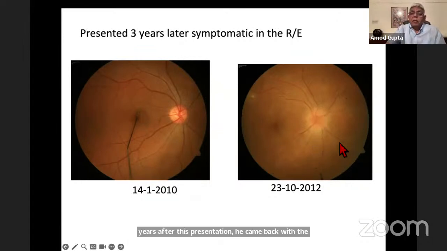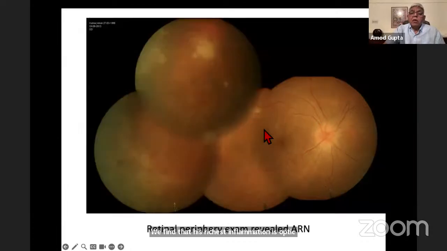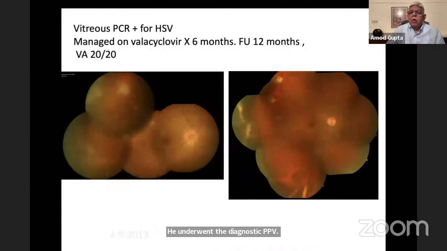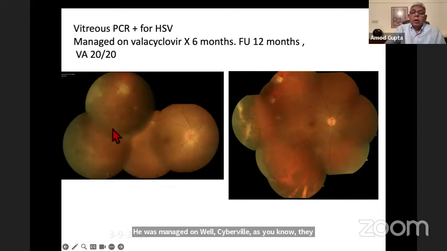At this point we found that he had vitreous inflammation, optic disc edema, and perivascular cuffing. When we looked at the periphery, he had retinitis patches. As we followed this patient over the next few days, these patches showed rapid progression in a circumferential manner. He underwent diagnostic PPV, and the vitreous PCR was positive for HSV. He was managed on valacyclovir, as you know, they need to be treated for a long time. A year later, he maintained 6/6 vision. The lesions have all healed, and it was a very happy outcome following this surgery.